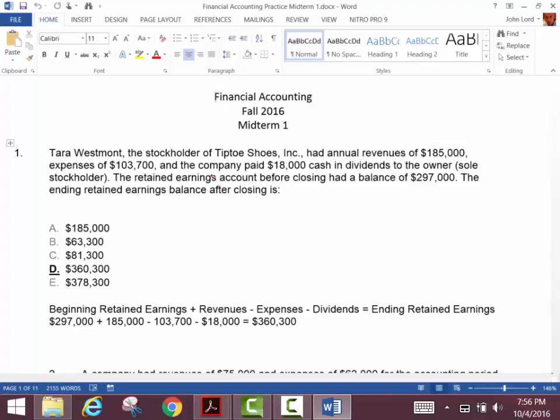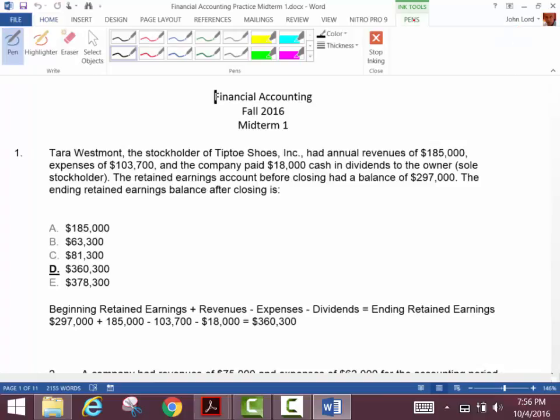And this one is asking me what? What's in my retained earnings? Right? Okay. So what should I do? I'm going to analyze my retained earnings. So I'm going to start out with the beginning balance. How much is in the beginning balance? Good. 297,000. And then I had what? Thank you. Revenues of 185,000, and then I had expenses that I'm going to take off of what? 103,700.